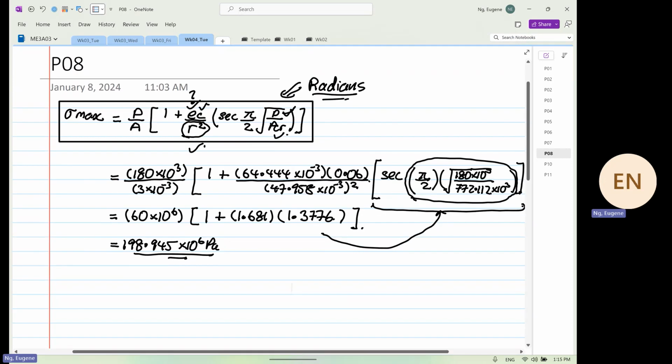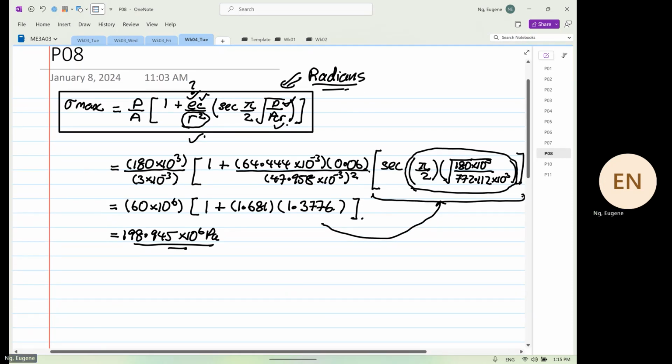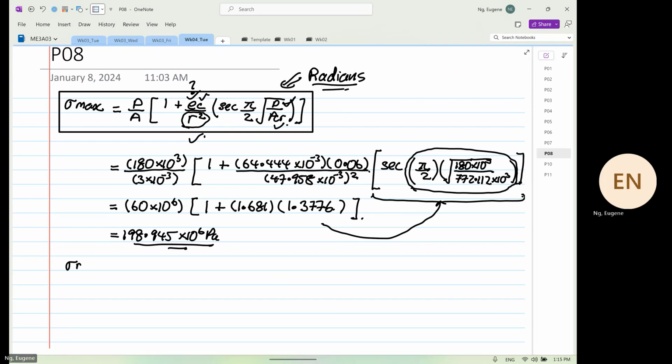So for this case, why do we calculate that? We calculate that because we know that our stress max is less than our stress yield. And we know that our stress yield is equal to what? 360 times 10 to the power 6 Pascal.